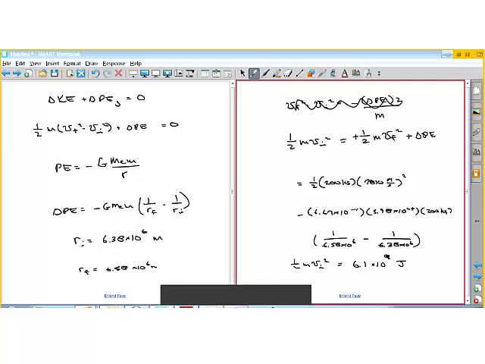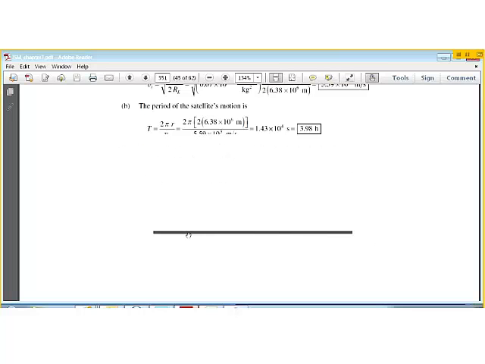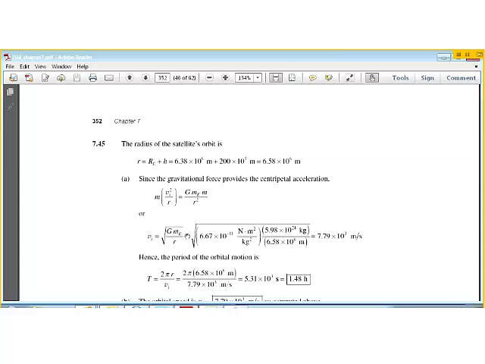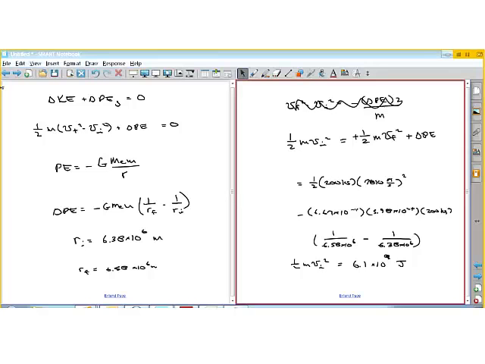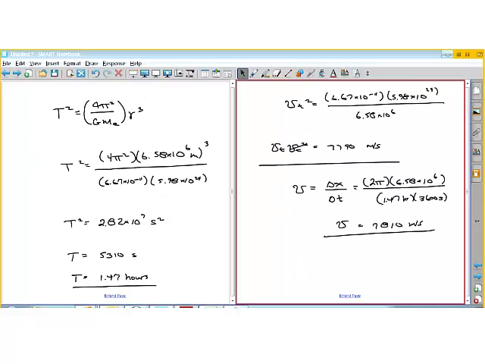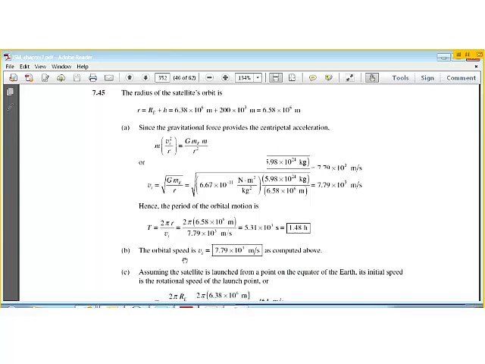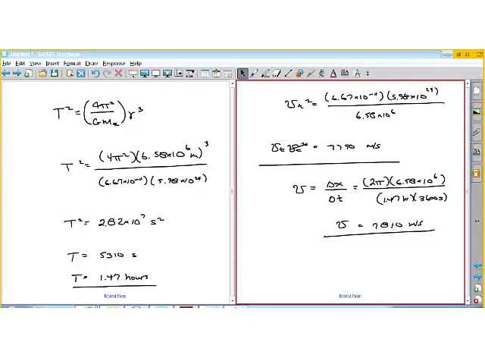Okay, let's see if that's the right answer. This is problem number 45. Okay, let's check all the answers. Period 1.48 hours. There we go, 1.47, close enough. The rotational speed, 7.79 times 10 to the 3rd. 7.8. Okay, close enough.